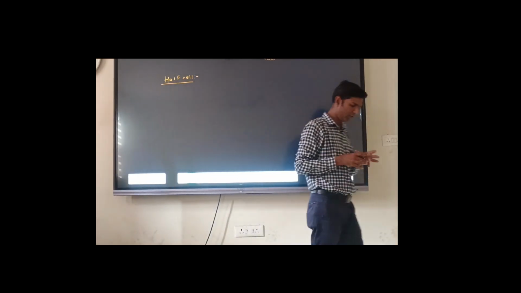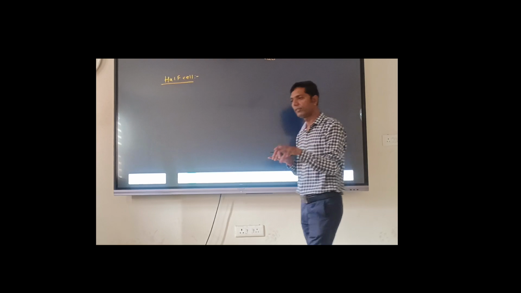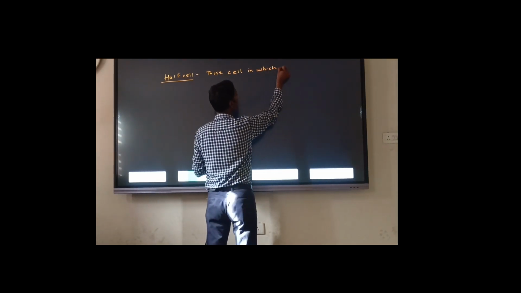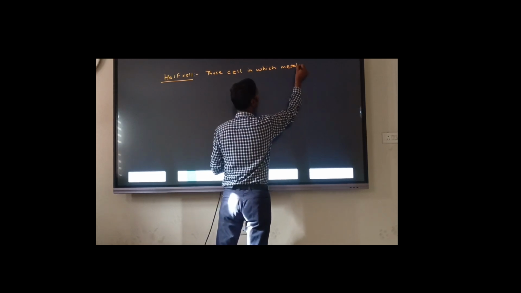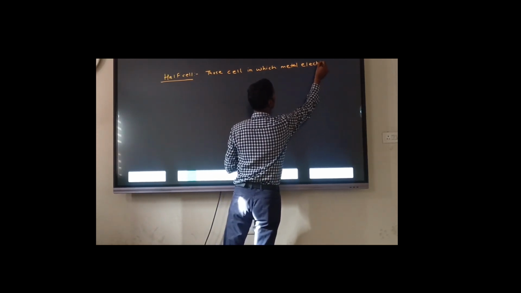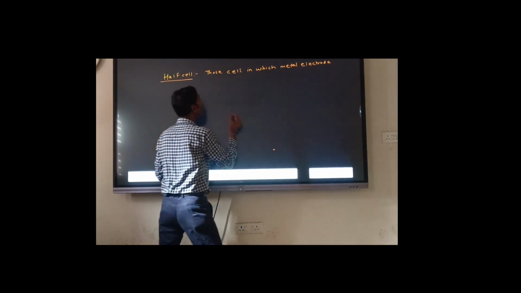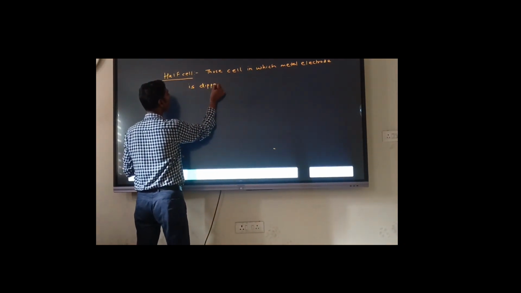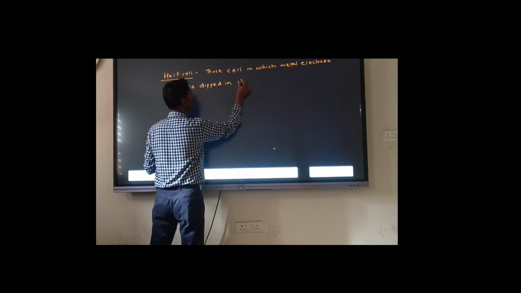What is a half cell basically? Those cells in which a metal electrode is dipped in its own solution.